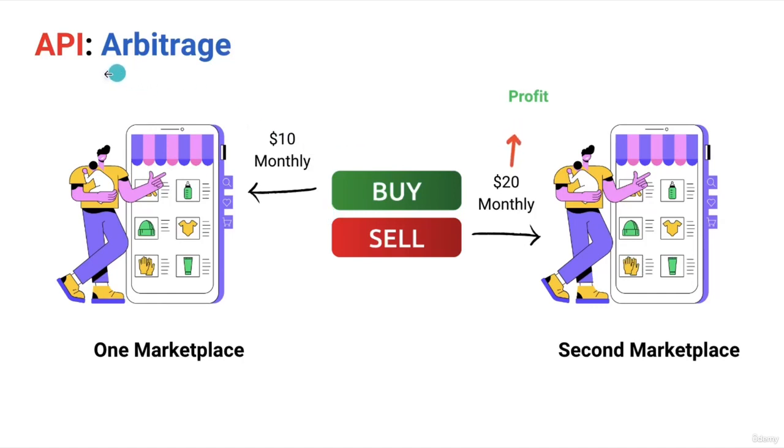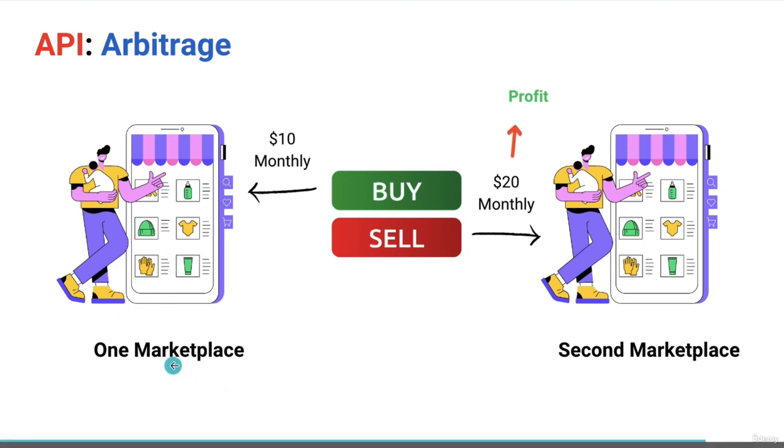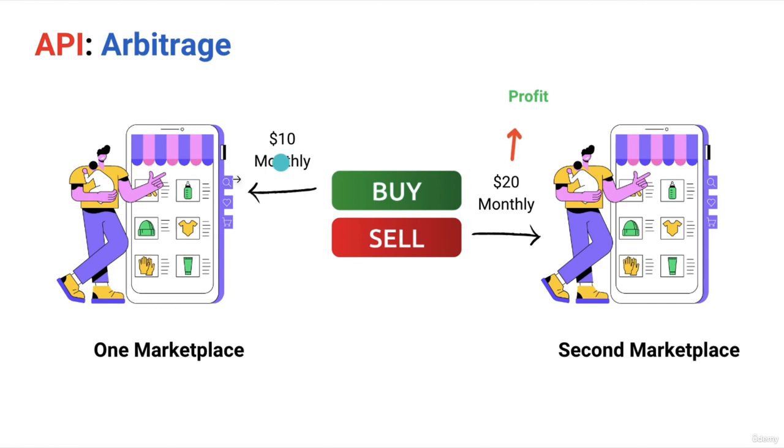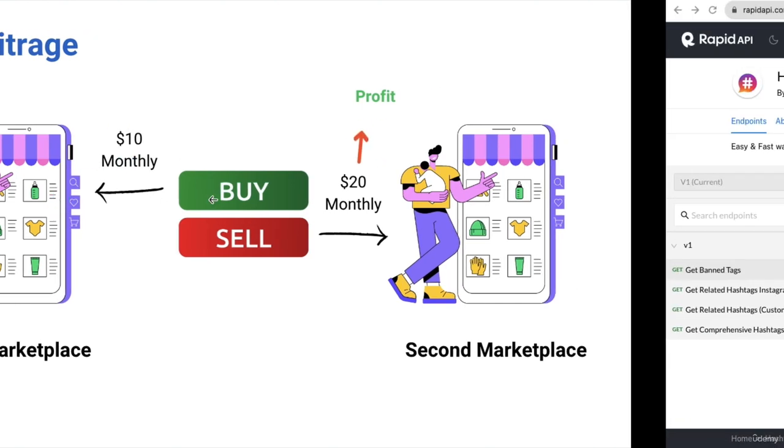Now guys, we will talk about another method, that is API arbitrage. It simply means that you have to buy an API from one marketplace, let's say for $10 maybe, the monthly price of that API. Let me just show you with an example.